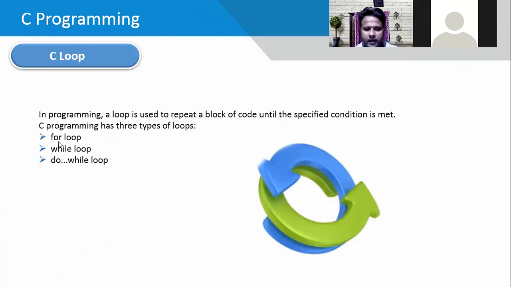So in programming, a loop is used to repeat a block of code until the specified condition is met. The looping is used to repeat a statement more than one time. If you want to repeat a statement more than one time, then we're using a loop. There are three types of looping we're using: for loop, while loop, and do while loop.